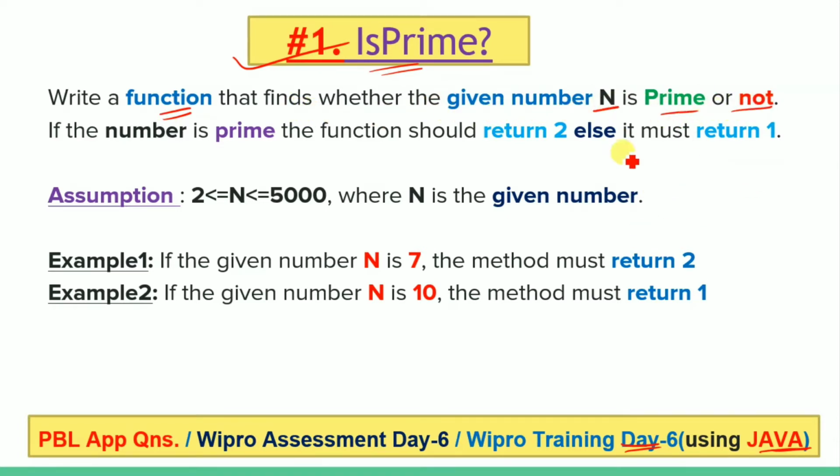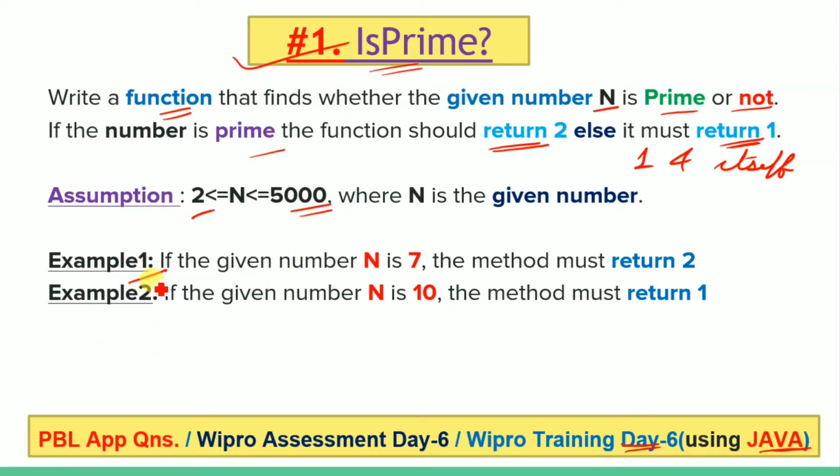we know that a prime number is a number which is only divisible by 1 and itself. It is also given that if the number is prime the function should return 2, else it must return 1. The assumption for this question is that the given number should be in the range 2 to 5000.